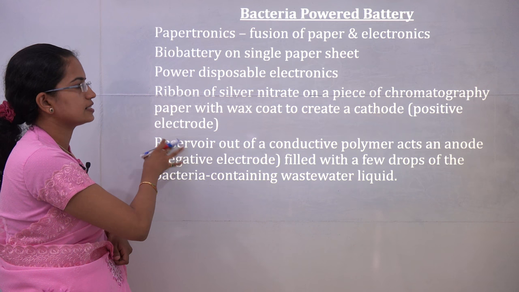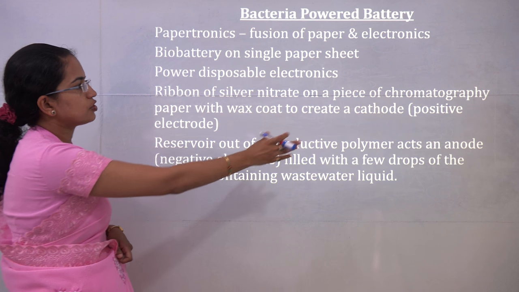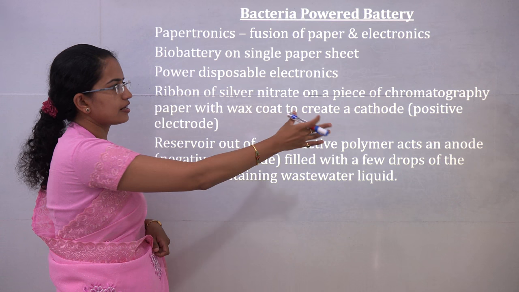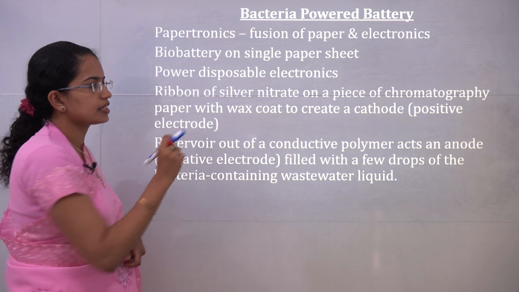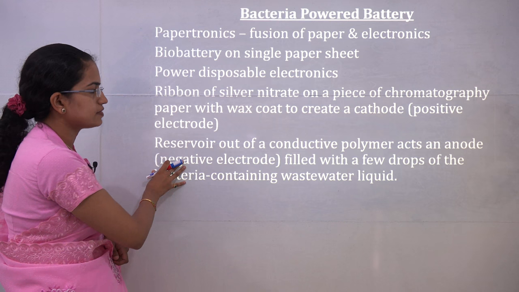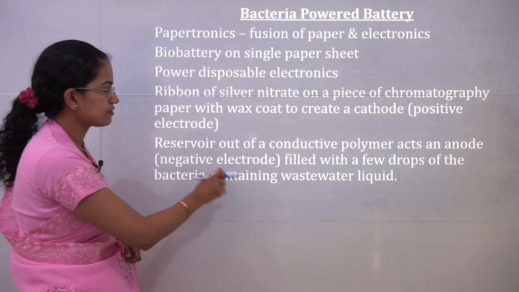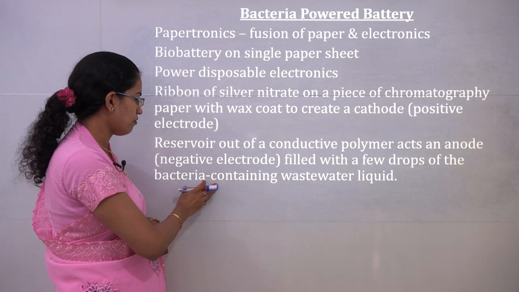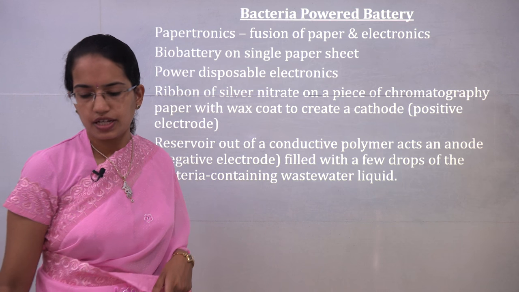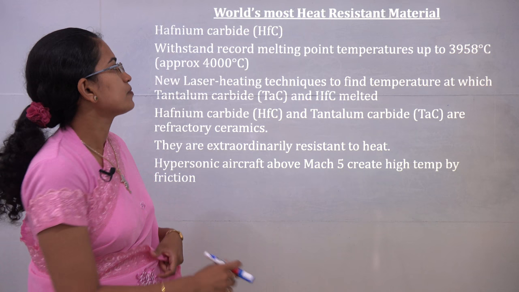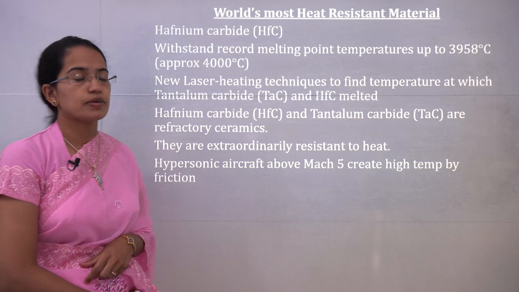Now there are two ends, the positive and the negative. The positive end is silver nitrate on a piece of chromatography paper with a small wax coat. On the negative side you have the polymer, which acts as a negative charge, and you add a few drops of bacteria-containing wastewater liquid. With this you create a battery, and that is used mainly for disposable electronics.